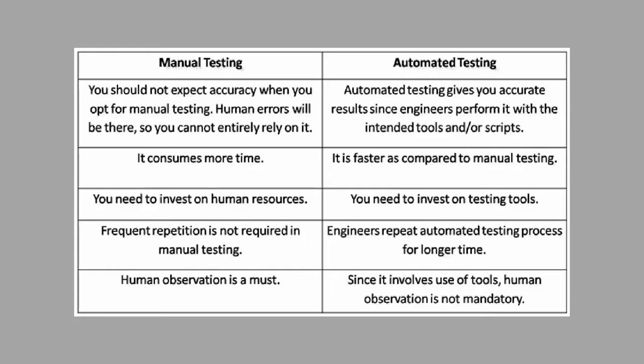In manual testing, the test reports are entered manually in an Excel sheet, which contains all the test results. While in automated testing, the test reports are generated by a particular testing tool like Selenium after the execution of all these test cases.